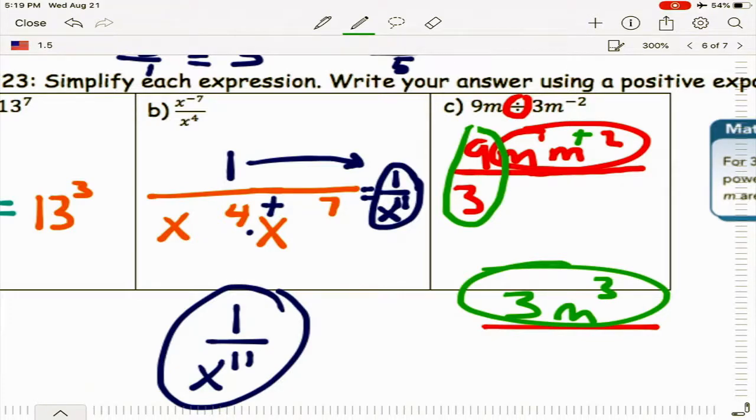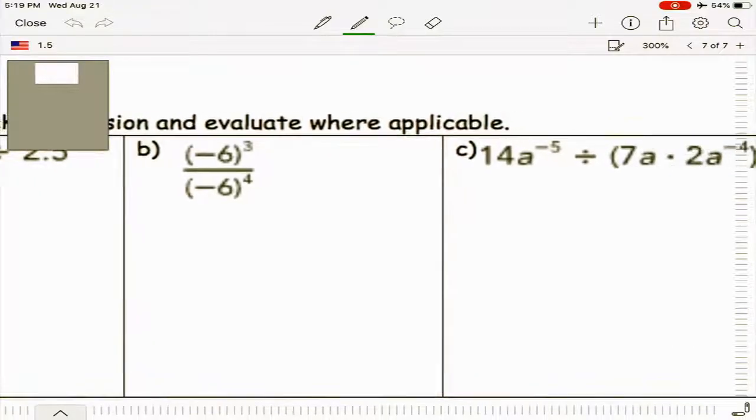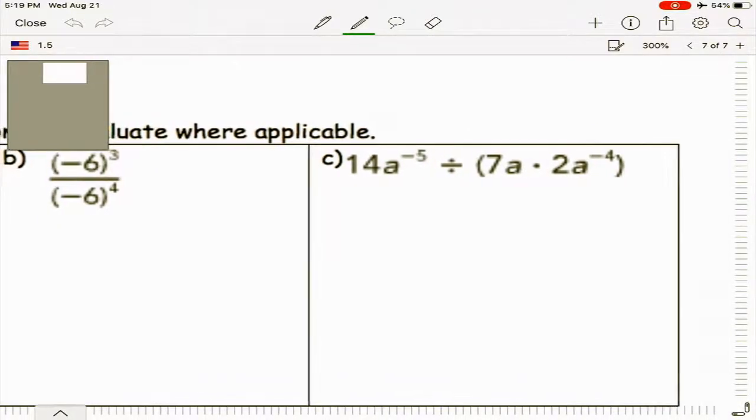Please understand that the 3 is on top because 9 had more players than the 3 on the bottom. Alright, try these on your own and call me over if you have any questions.